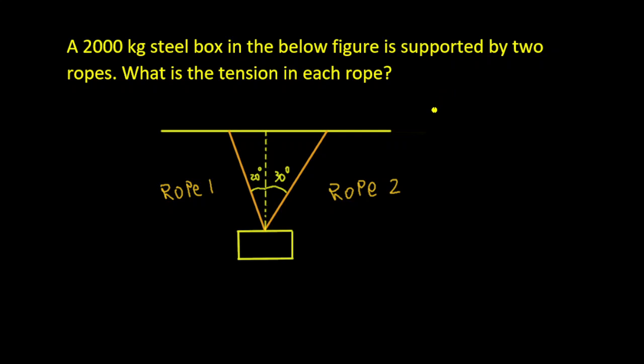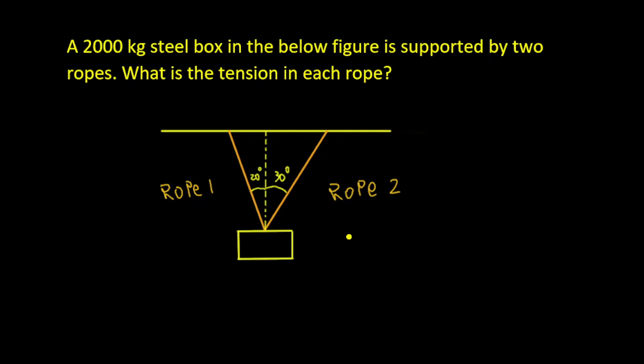As you can see in the diagram here, I guess this is a ceiling. And you can see two ropes here in orange, and they're hanging a steel box here. So this is a steel box. As you can see, the first rope is forming a 20-degree angle with the vertical. The second rope is forming a 30-degree angle with the vertical here.